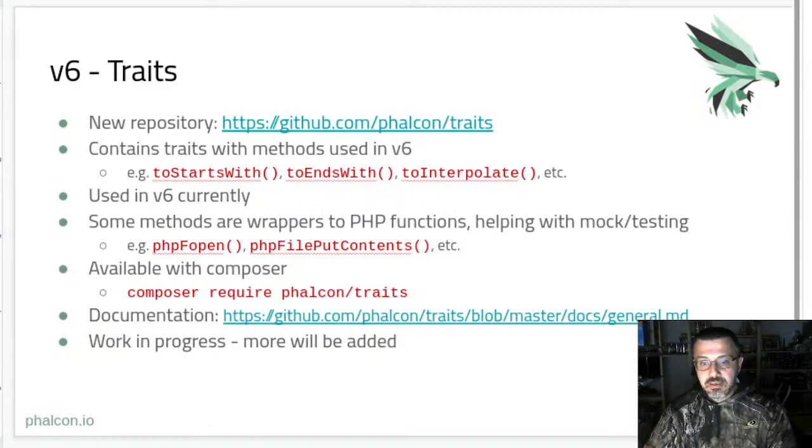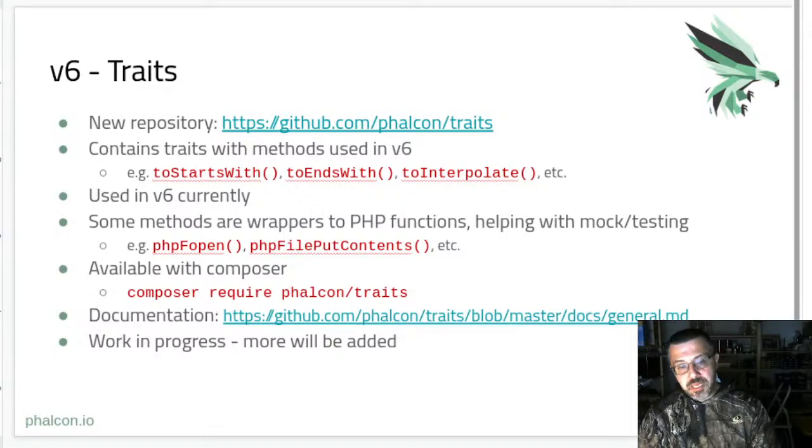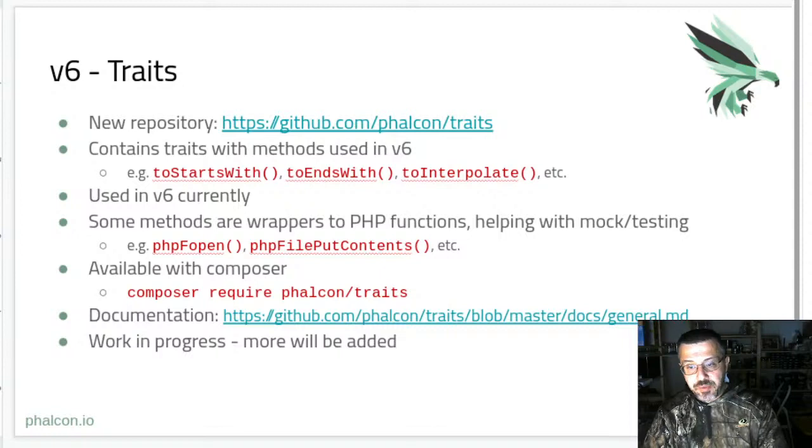We have them there, and they do help us in Falcon to not reinvent the wheel. Some methods, especially in the PHP namespace of the traits, are just wrappers to common PHP functions. For instance, as you can see, we have fopen, file put contents, file get contents, fclose, and so on and so forth, fwrite. And why do we have those?